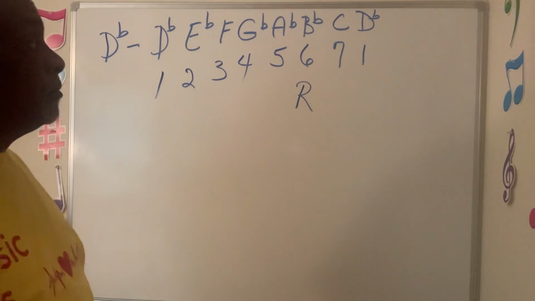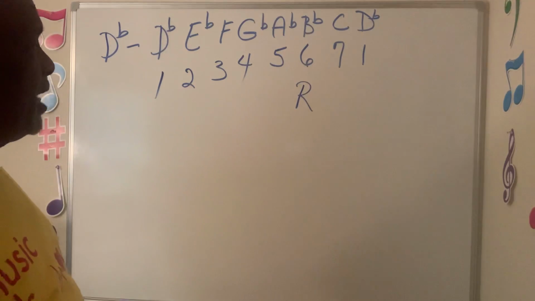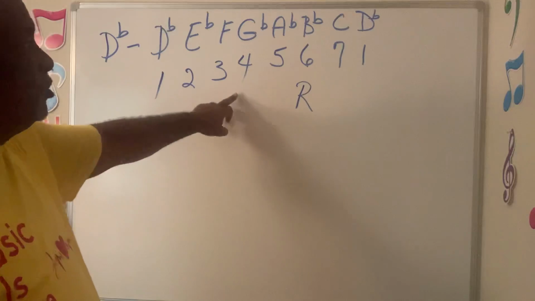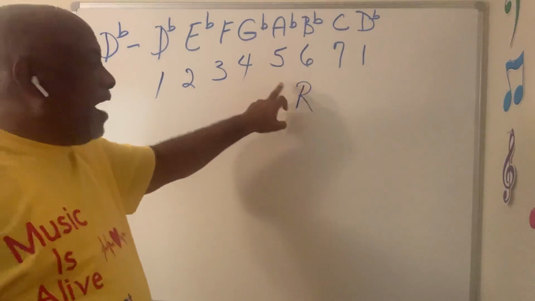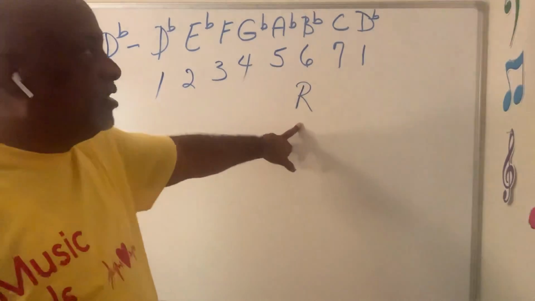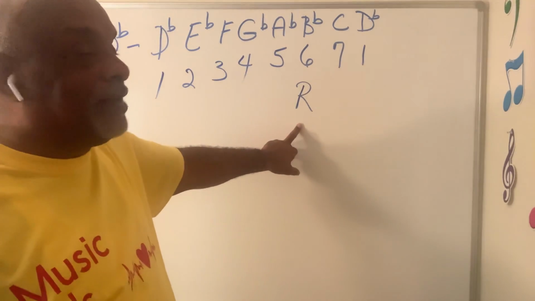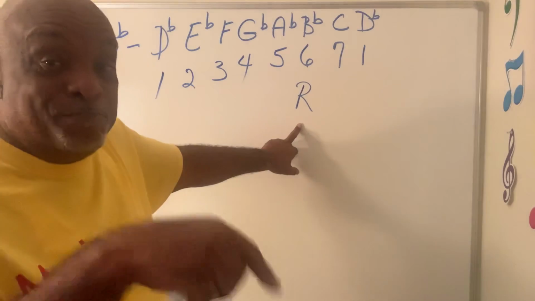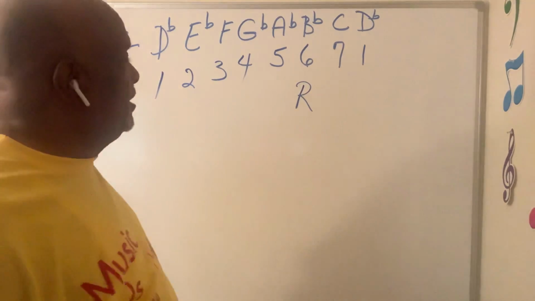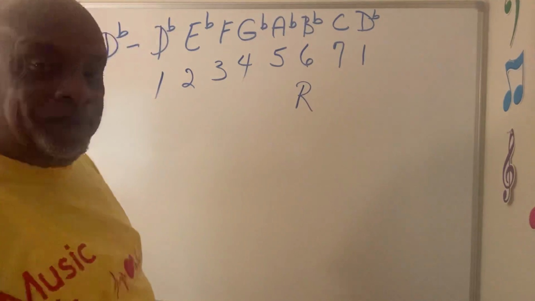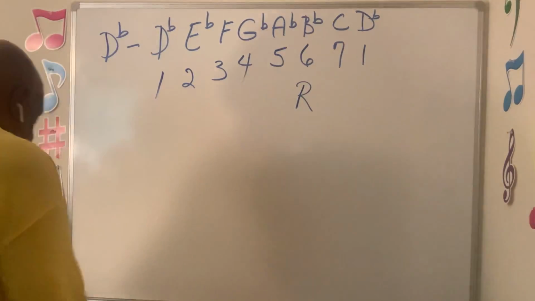So now let's do it one more time. D flat is the 1, E flat is the 2, F is the 3, G flat is the 4, A flat is the 5. Now B flat is the 6. So that makes B flat, not the regular, but the relative minor of the key of D flat. B flat minor. All right, let's do another scale.